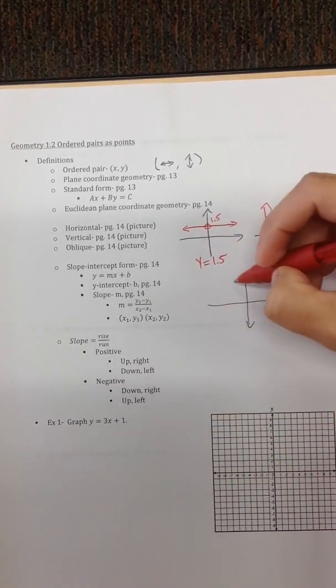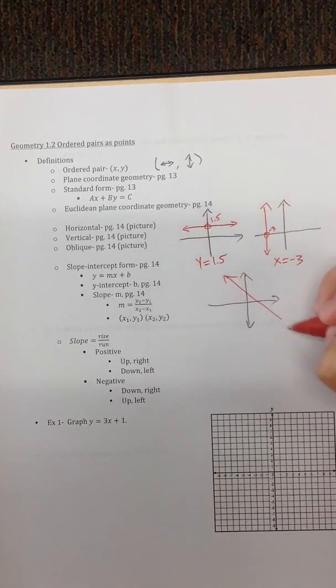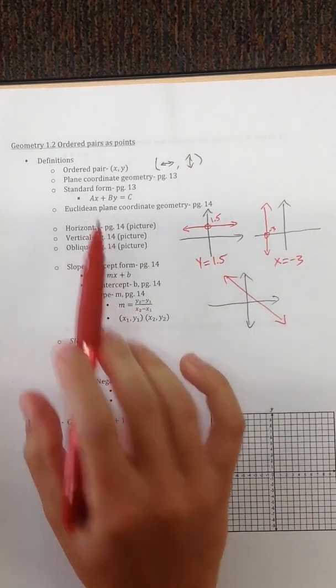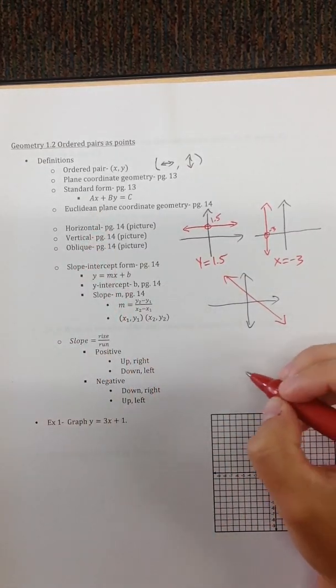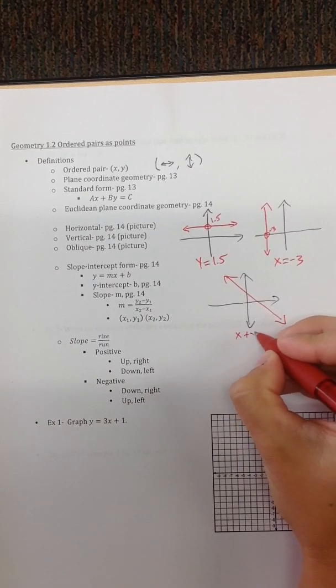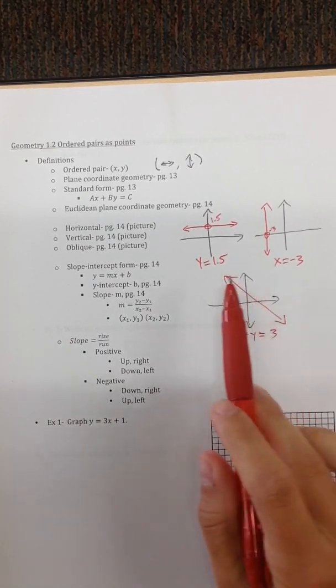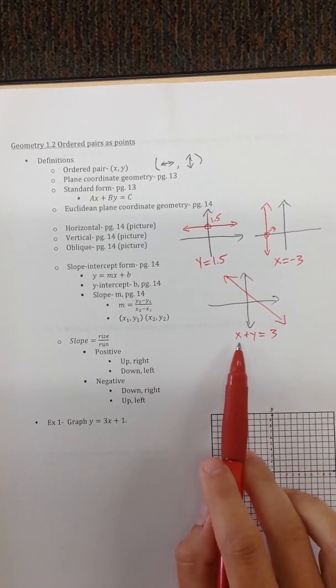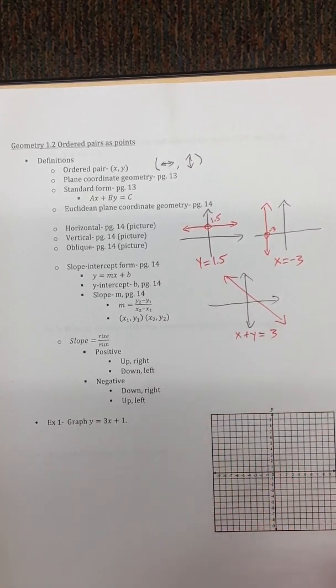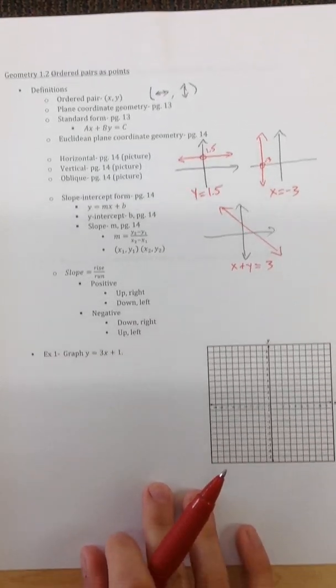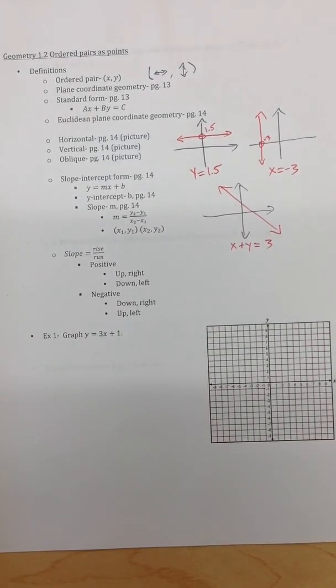An oblique line would just be something that goes diagonal, wouldn't be horizontal or vertical, and it's going to be written in standard form, something like that. So they've got listed x plus y is equal to 3, but in any case, as long as both of those variables, x and y, are there, then it's going to be an oblique line. Okay. So the next thing here, slope-intercept form.